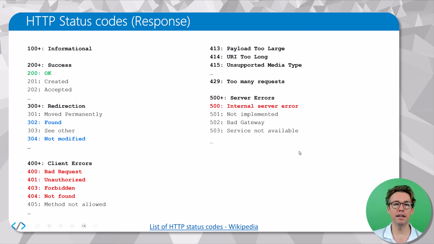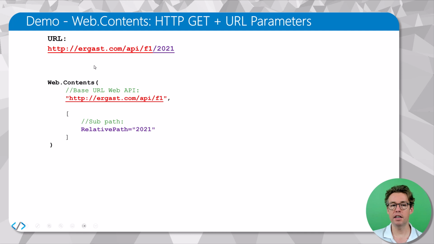Okay, let's take a look at an example. Let's take a demo. I want to get this REST API. This is about Formula 1 data, and I want to get the races of a specific year. Let's see how we do this in Power Query and using the language M.